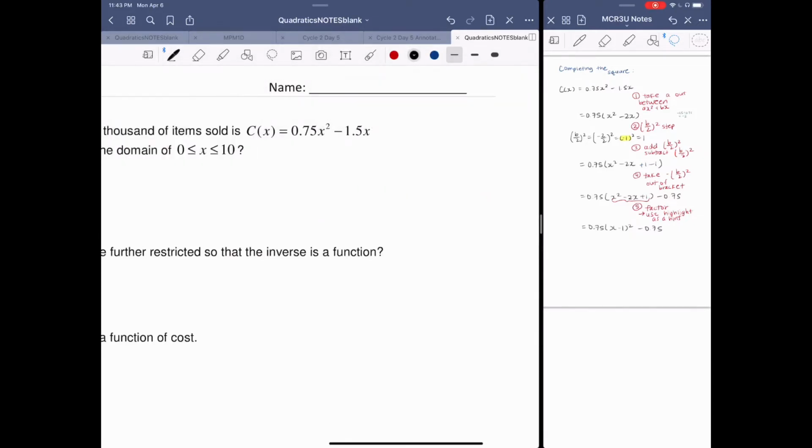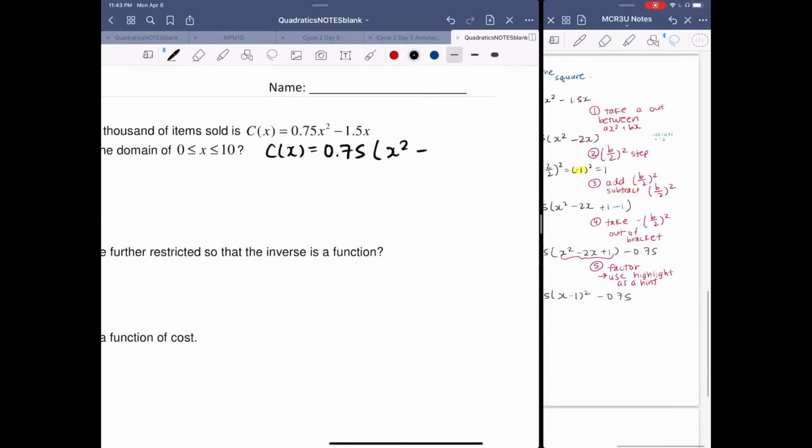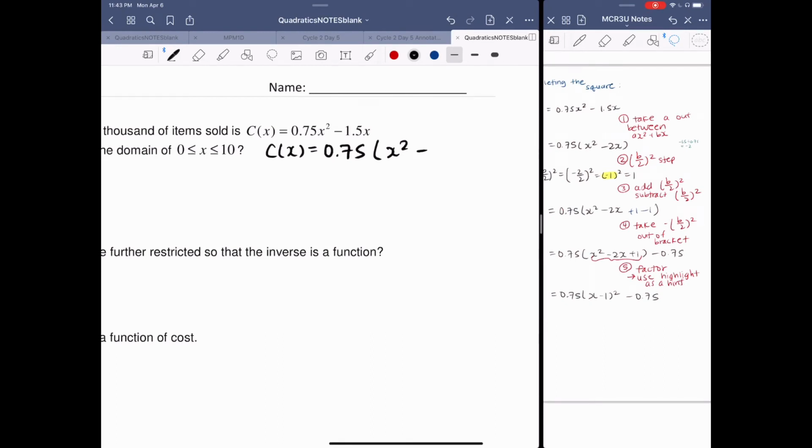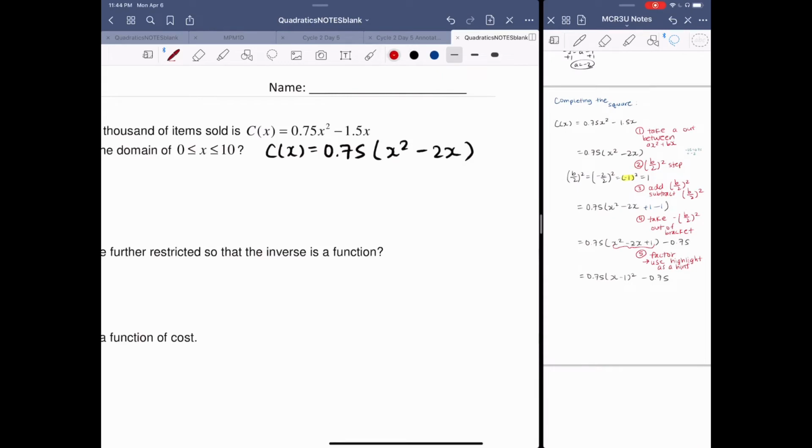So C(x) equals. First step, it says take a out between ax² + bx, so 0.75. So you have x² minus, well, what's 1.5 divided by 0.75? Well, it's equal to 2, so minus 2x. That's the first step. As a side note, notice that the c value, or the y-intercept, is 0. Just going to leave that on the side.